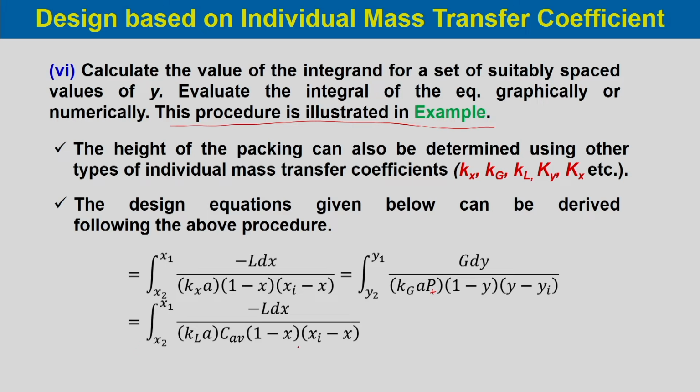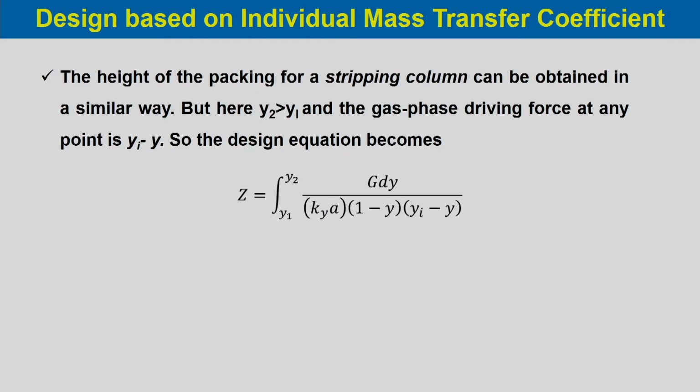or it can be in terms of the liquid average concentration. We can write integral x2 to x1 of minus L dx divided by kLa CAV, that is average concentration, into 1 minus x into xi minus x. So, this way we can calculate the height of the tower.